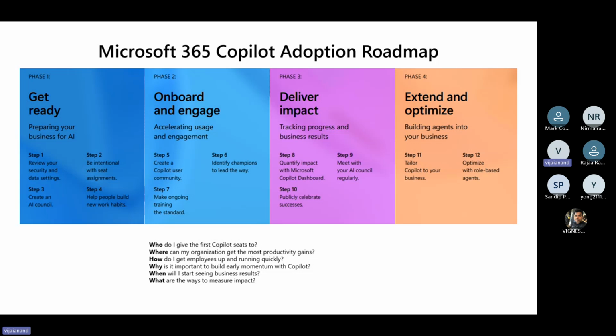Okay. And the last phase would be how you can automate your current business process by implementing agents. Basically, how you can extend and optimize, not just using Microsoft 365 Copilot chat alone. How you can automate your business processes, or the problems or challenges that you have on a daily basis, by extending or creating agents. So tailor Copilot to your business and optimize with role-based agents.